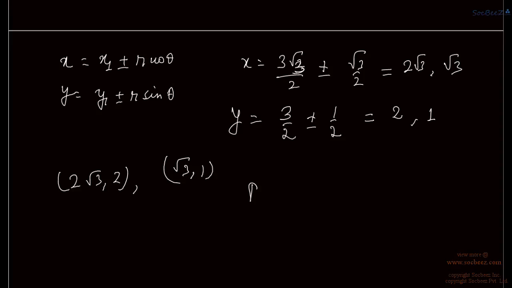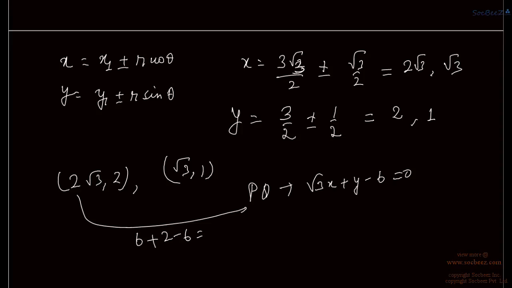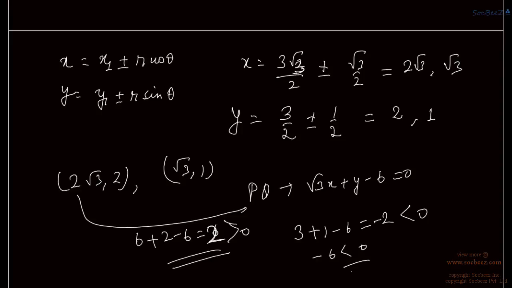And the line PQ is root 3x plus y minus 6 is equal to 0. Substituting the point 2 root 3, 2 in this line, we get 2 root 3 times root 3, which is 6, plus 2 minus 6, which is equal to 2, which is greater than 0. And if we substitute root 3, 1, we get 3 plus 1 minus 6, which is equal to minus 2, which is less than 0. And if we substitute the origin, we get less than 0. So this point root 3, 1 and the origin are on the same side of line PQ.